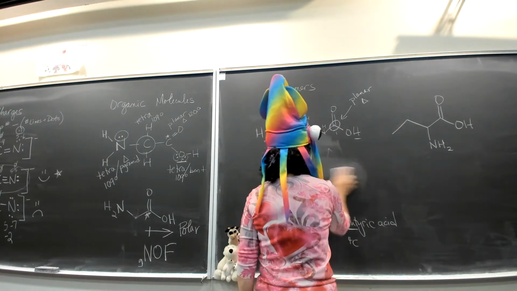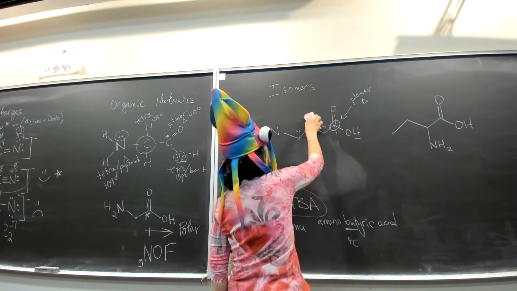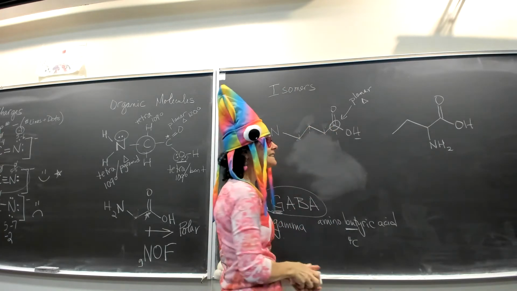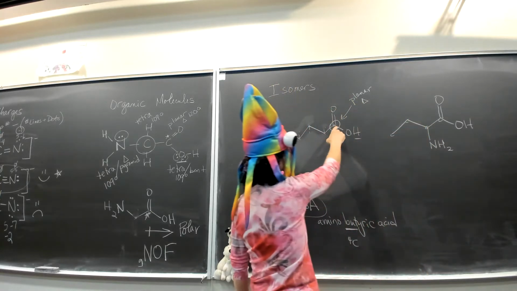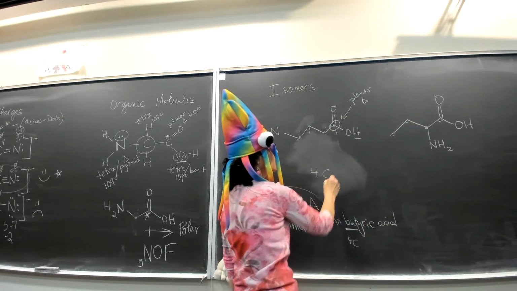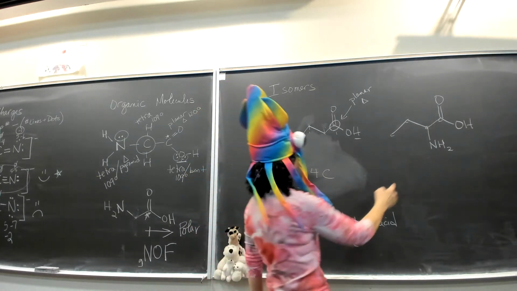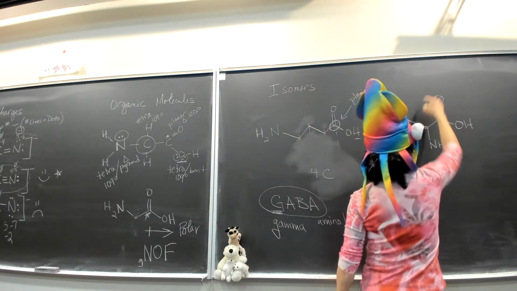But, so we can see the picture, it has the same number of carbons. So carbon, carbon, carbon, carbon. It had 4 carbons. They both had 4 carbons. They both have an NH2 group. They both have the COO group.